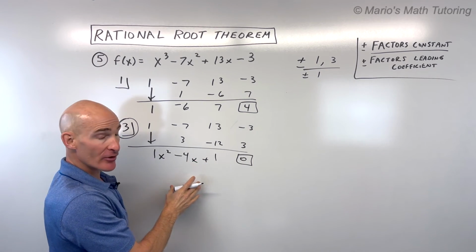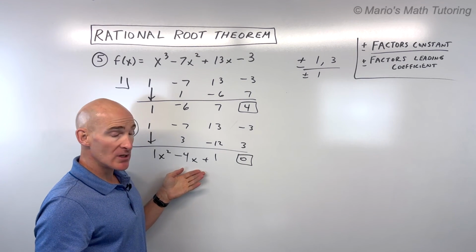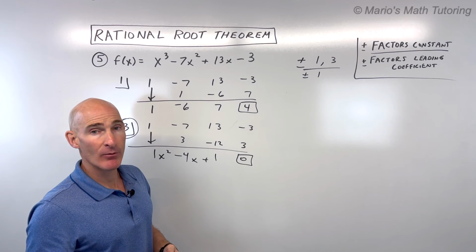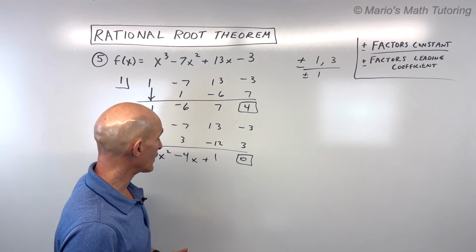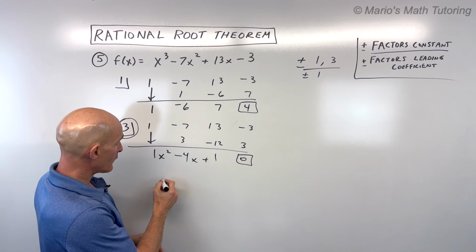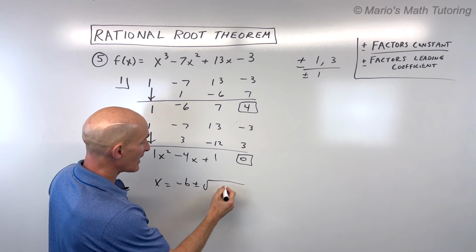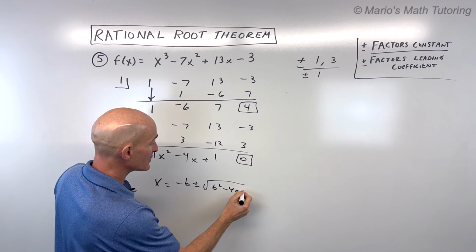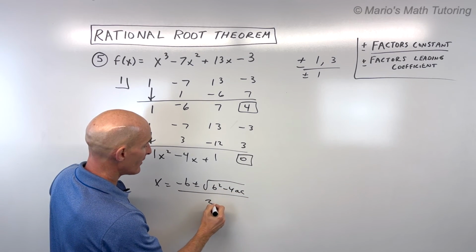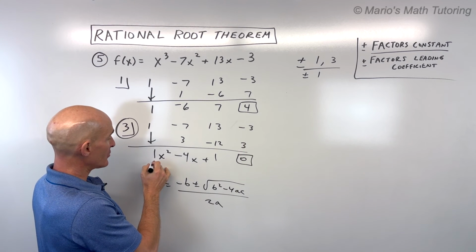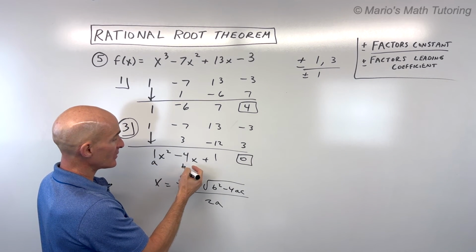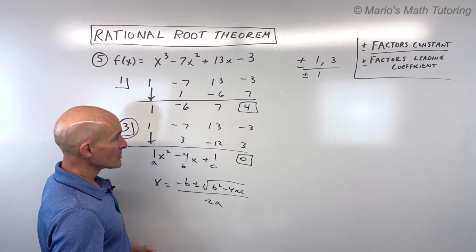Now, this does not look factorable. We could do the completing the square like we did in the last example, but let's practice doing the quadratic formula. So remember, the quadratic formula, it's this one here. It's -b plus or minus the square root of b squared minus 4ac, all divided by 2a. And here you can see a is 1, b is -4, and c is 1. So let's go ahead and plug those in.